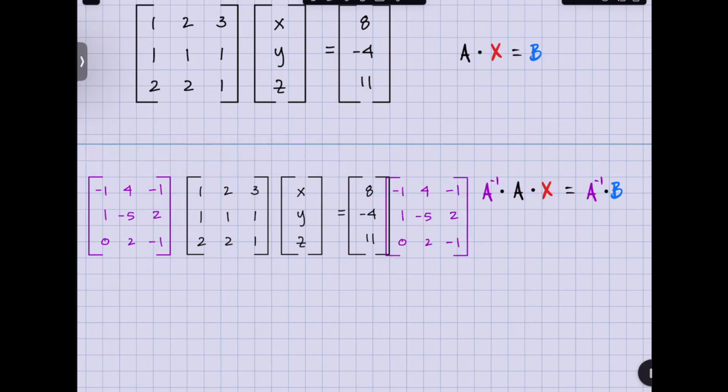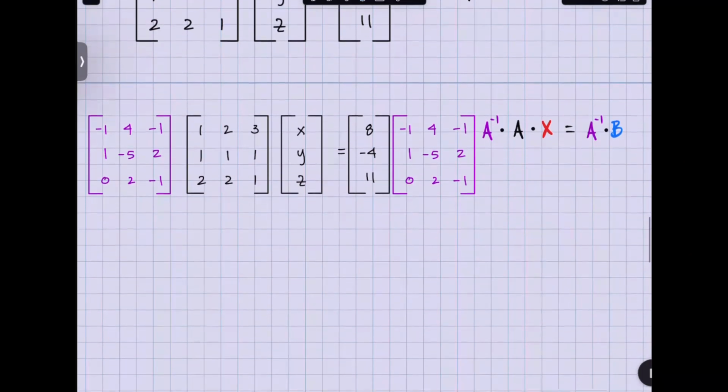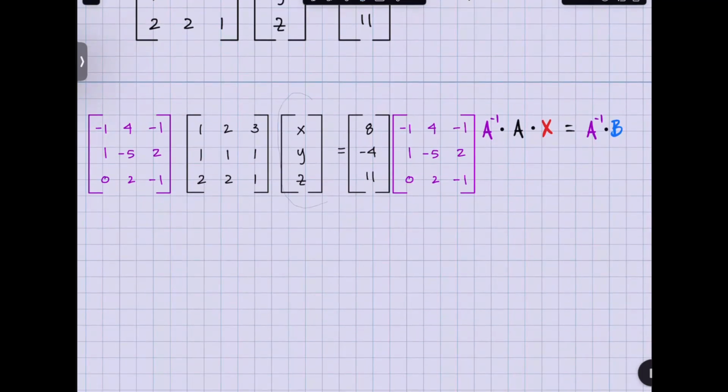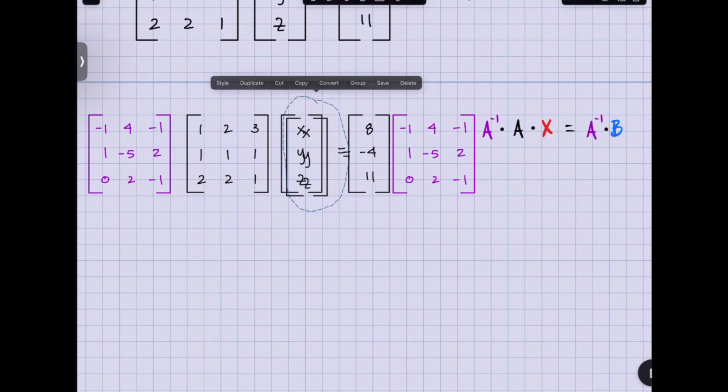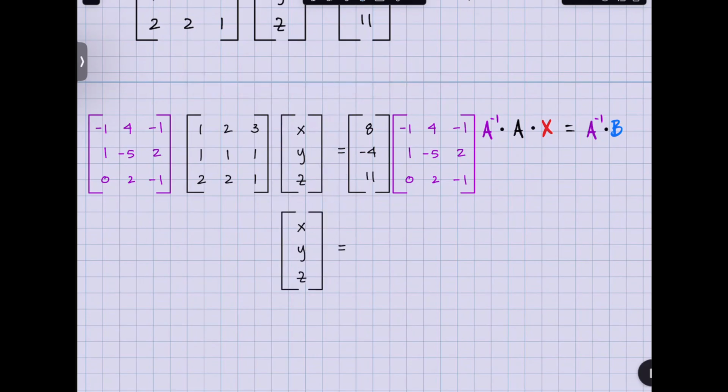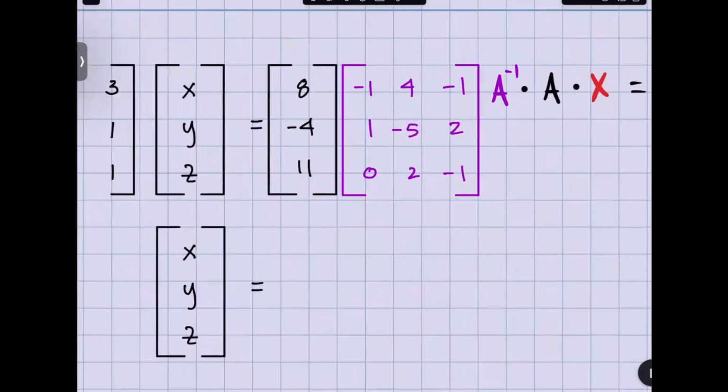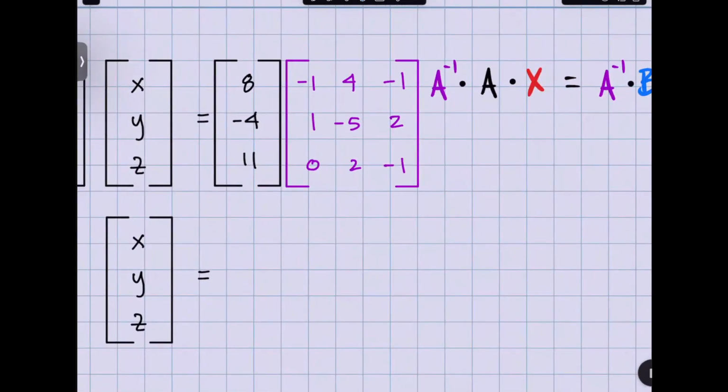Which means I got to multiply this side by that inverse. Does that make sense? Okay. So what I have left on the left side is just the xyz. But then I got to do this multiplication here. So let's multiply that. Do I have to do it as this side or the other way?